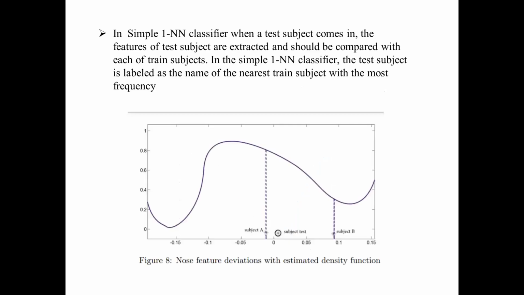Later on, a simple 1NN classifier is applied. Whenever a test subject comes in, it has to be compared with the train subjects. In the simple 1NN classifier, the test subject is labeled as the name of the nearest train subject with the most frequency. In the tabular column, we can see that we have two subjects, subject A and subject B, and we have a test subject. In those calculations, whichever of subject A and subject B is nearer is considered as the train subject, which is estimated in the given table below.